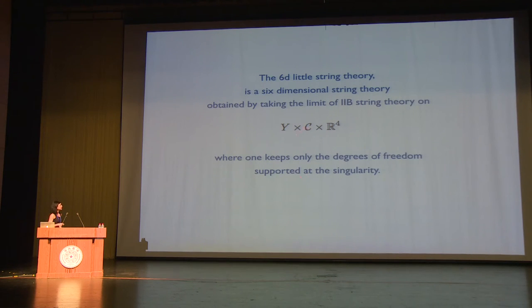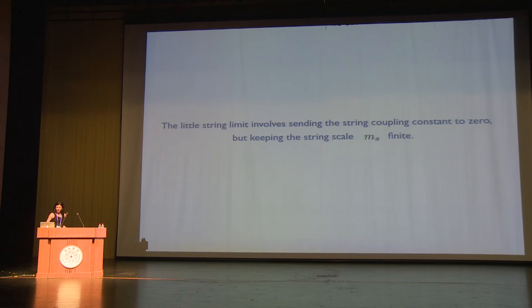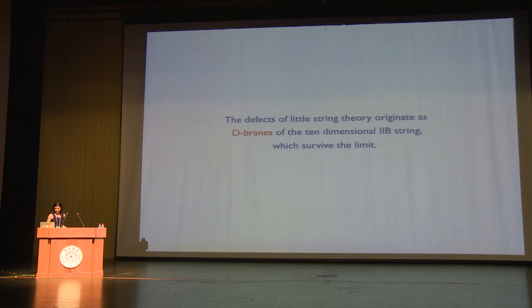The six-dimensional little string is a string theory that you obtain by taking the limit of type 2B in this 10-dimensional background, where one keeps only degrees of freedom that are supported near the singularity of Y. The limit you're taking involves taking the string coupling constant to zero, but keeping the type 2B string scale finite. The defects of the little string are very easy to understand. They originate as D-branes of the 10-dimensional type 2B string that survived the limit.